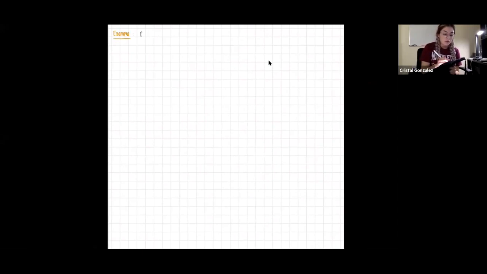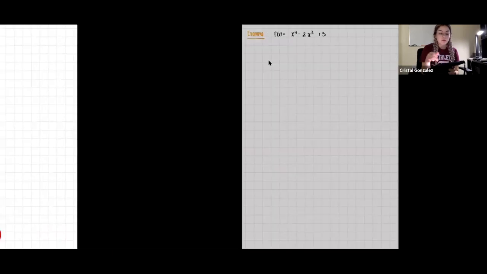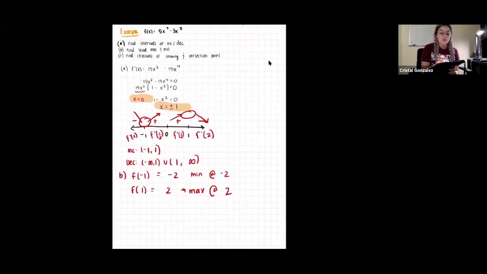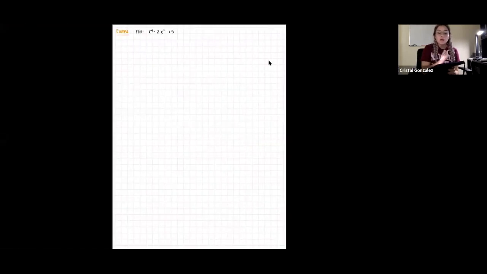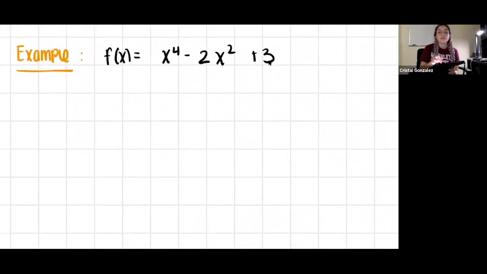I want you to practice on f of x equals x to the 4th minus 2x squared plus 3. I want you to find the same things as in the last example: your intervals of increasing and decreasing, your local min and max, your intervals of concavity, as well as your inflection points for this function. Should be easy, and then 4.4 should be a breeze.